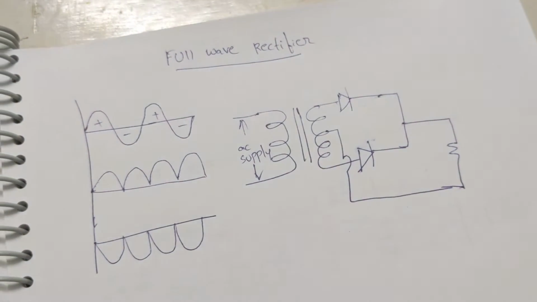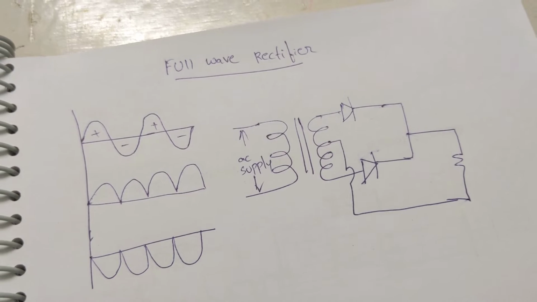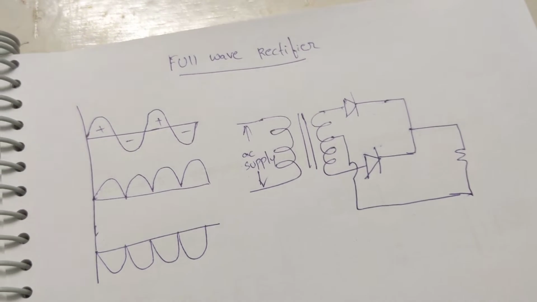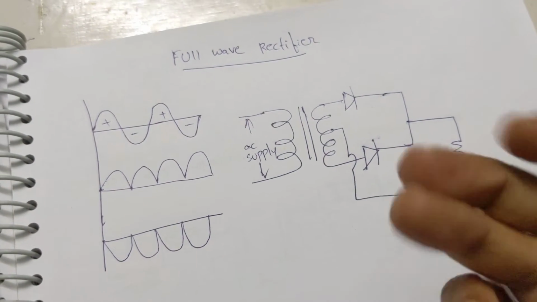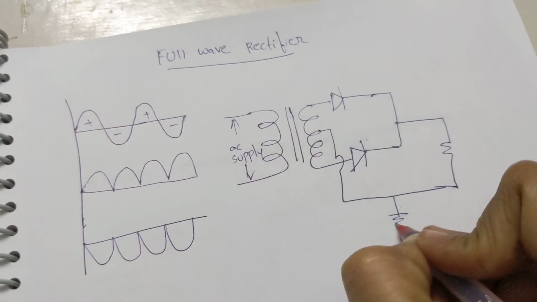Simply one word, I am considering two diodes, placing one on the positive terminal and the next one on the negative terminal. The center tap acts as my ground potential here.